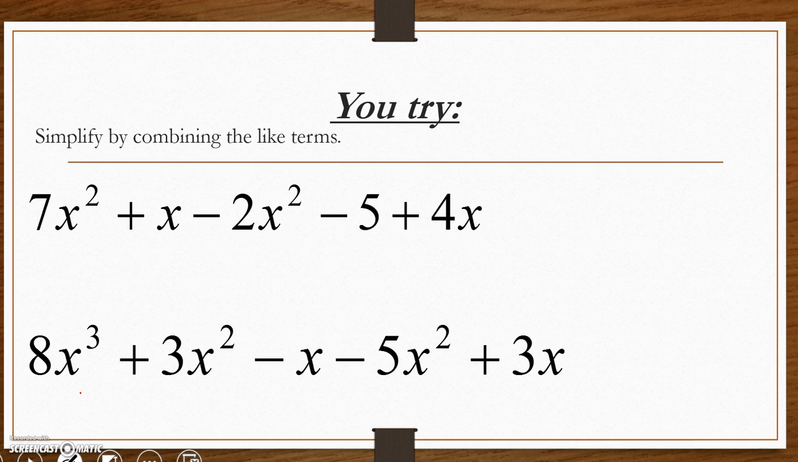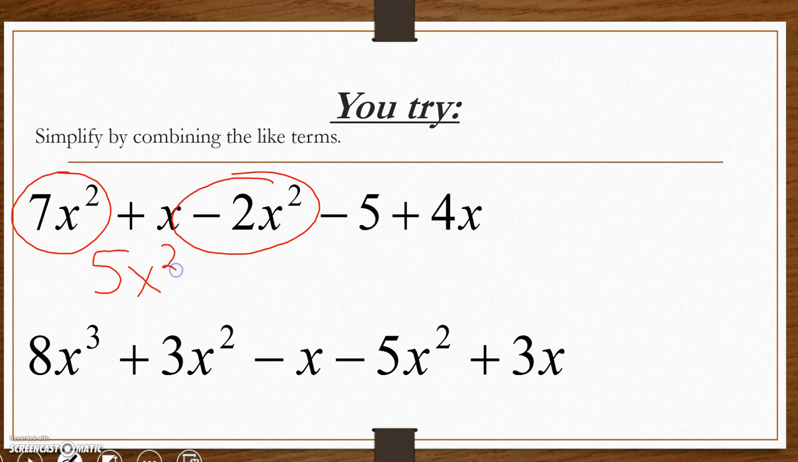Alright, hopefully you've had a chance to do them. So 7x squared, its like term is the minus 2x squared. You got to keep the sign in front of it there. So 7x squared plus negative 2x squared is 5. 7 and negative 2 is 5, and you just keep it as x squared.